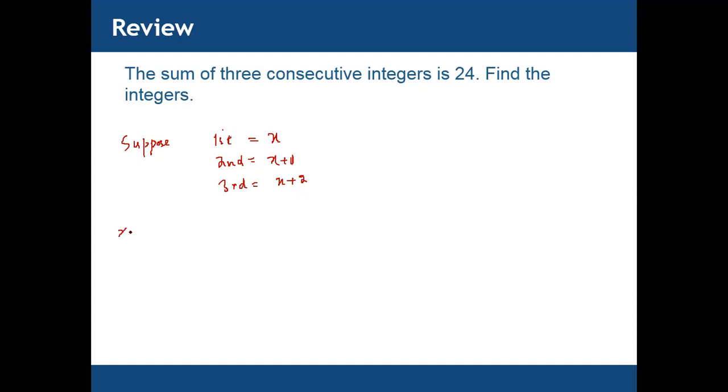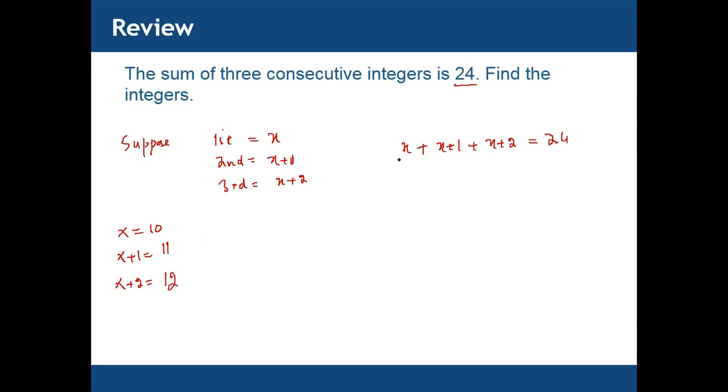Let's suppose x is 10. So what is x plus 1? x plus 1 is 11, 10 plus 1 is 11. And x plus 2 is equal to 10 plus 2, equal to 12. The condition is that the sum of three consecutive integers equals 24. This means x plus x plus 1, then we have x plus 2, equal to what? Equal to 24.